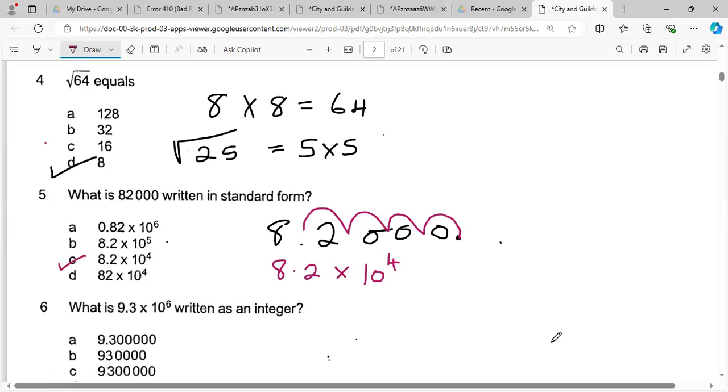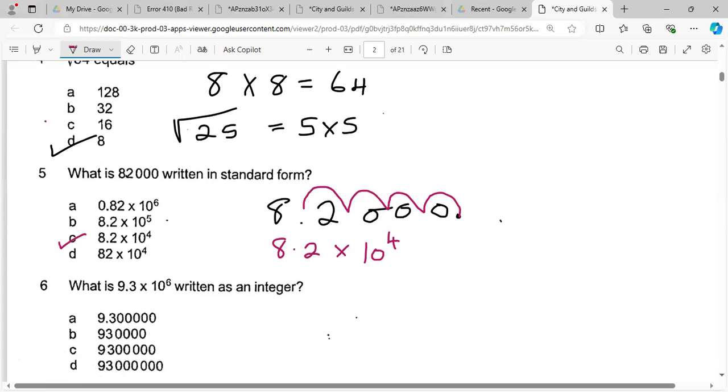For 6, it says, what is 9.3 times 10 to the 6 written as an integer? So all we're doing is basically multiplying by 10 to the 6. In that case, we're going to move the decimal point 6 times to our right. When we multiply, we move to our right. When we divide, we move to our left. So I'm going to put a couple of 0s before we start so we can get 6 times, because it has to be 6, right?